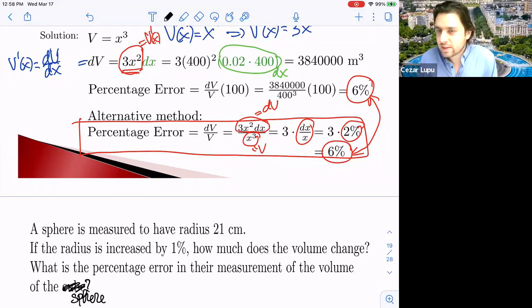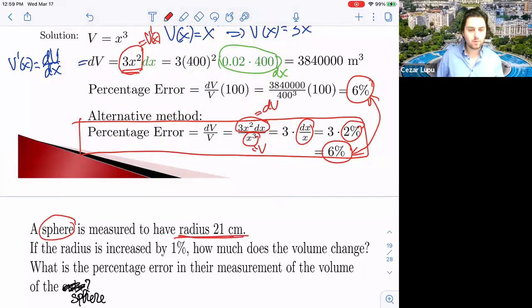So let's identify here. What are we dealing with? We're dealing with a sphere, so let's identify the keywords here. A sphere, and we know that the radius is 21 centimeters. So let's say R is 21. If the radius is increased by 1%, so it's by 0.01, then how much does the volume change? So we're dealing with the volume here.